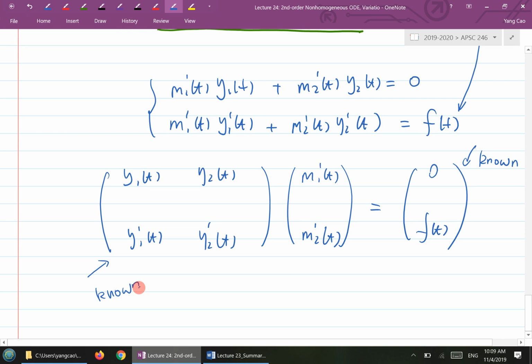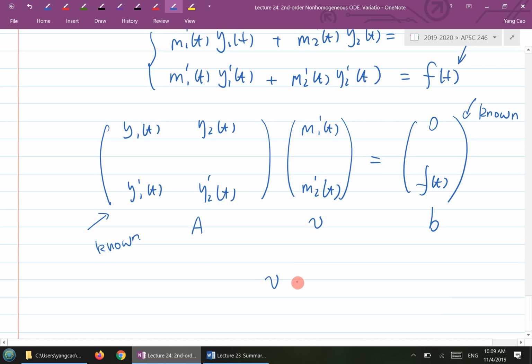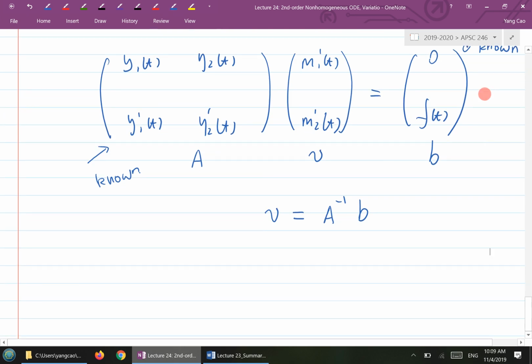So now, let's say I call this matrix A, this column vector V, and that column vector B. I can solve for V using matrix A inverse times B. So this column here equals the matrix inverse A times the column vector B. So let's do this. Let's see what the inverse of the matrix A is.